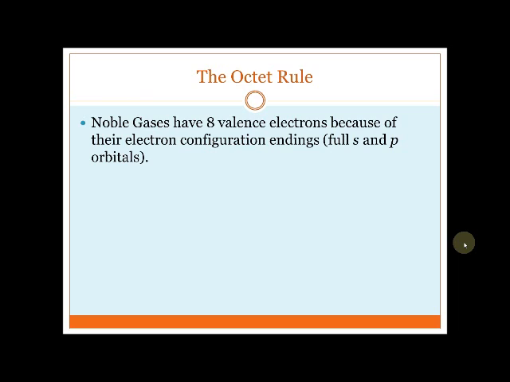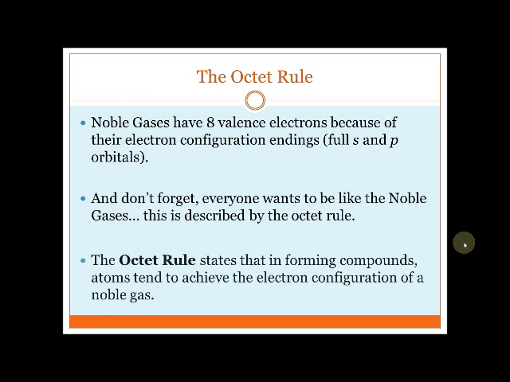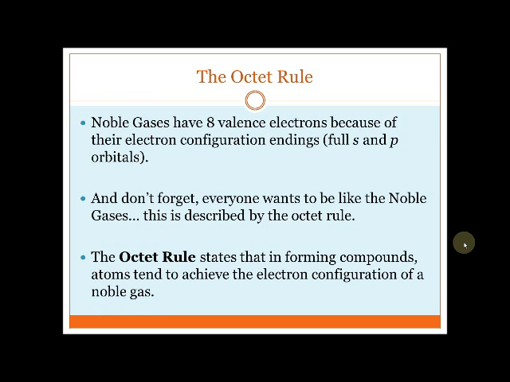So noble gases have 8 valence electrons because their electron configuration is a full s and p orbital. Another way to know that, the noble gas column is column 8A. Okay? So the octet rule comes in because everybody wants to be like a noble gas. The octet rule states that in forming compounds, atoms tend to achieve the electron configuration of a noble gas.